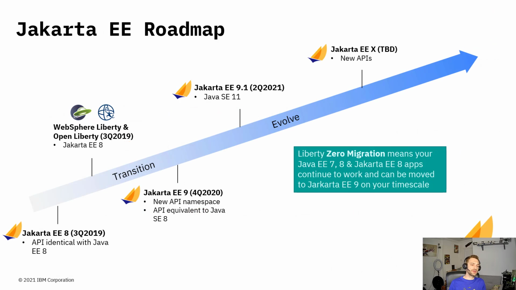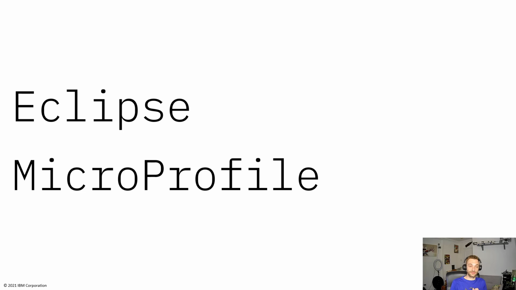Jakarta EE was born in the second half of 2019 with an API which is identical to Java EE 8. Open Liberty was one of the first runtimes, if not the first runtime, to support Jakarta EE 8, and it's been the same for Jakarta EE 9. The great thing with Open Liberty is that it has a zero migration policy, so you can transition from an older version to a newer version, say from Java EE 7 to Jakarta EE 8, or to Jakarta EE 9, and it shouldn't break any of your applications. That means you get to use all the nice new fun stuff.